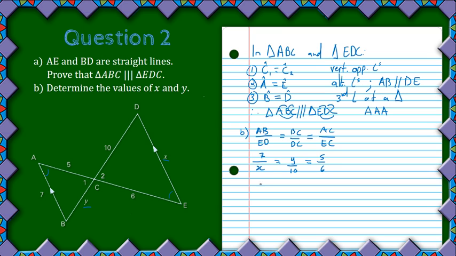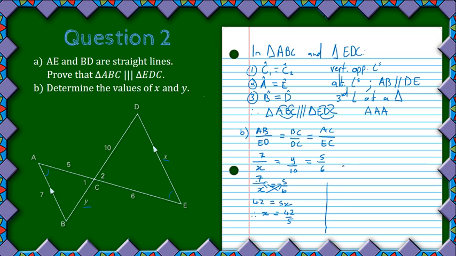Alright, so let's start with X. So we have that 7 over X is equal to 5 over 6. Let's do cross multiplication. We have that 42 is equal to 5x, so therefore X is equal to 42 over 5. Alright, that was X.